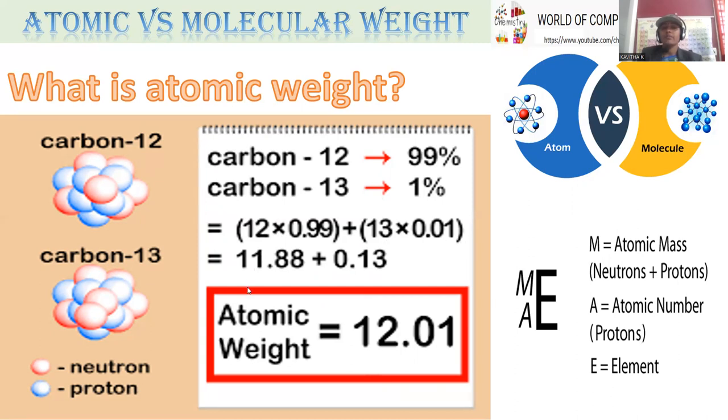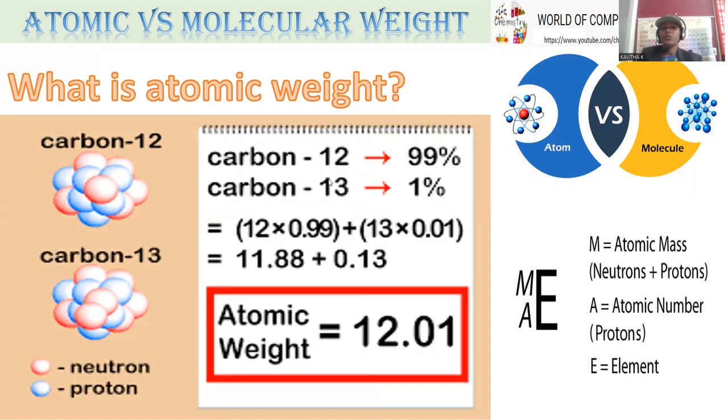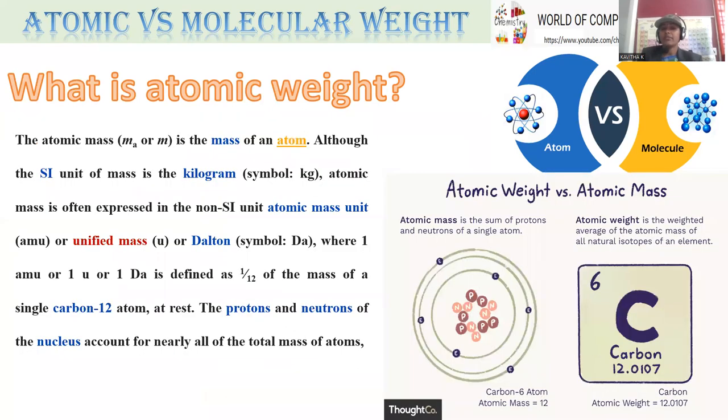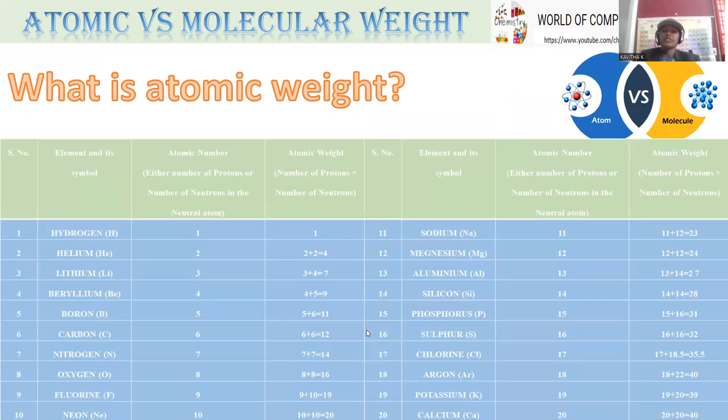So it will become 11.88. Second one will become 0.13. When we take the sum of these two, atomic weight will be considered as 12.01. So this is the slight difference between atomic mass and atomic weight. Atomic mass of the carbon will be 12. Atomic weight of the carbon will be 12.01. There is a slight deviation.